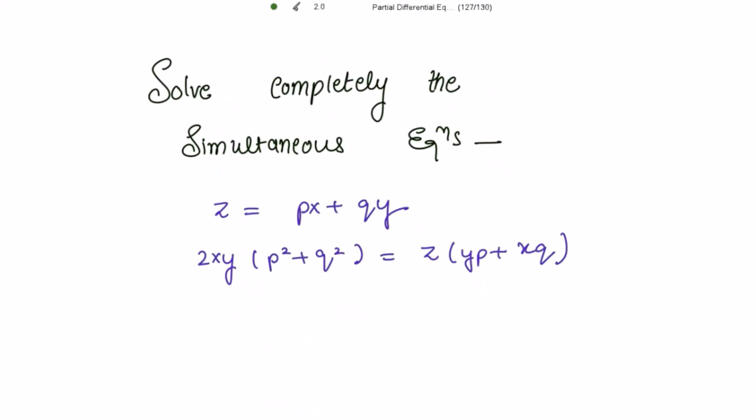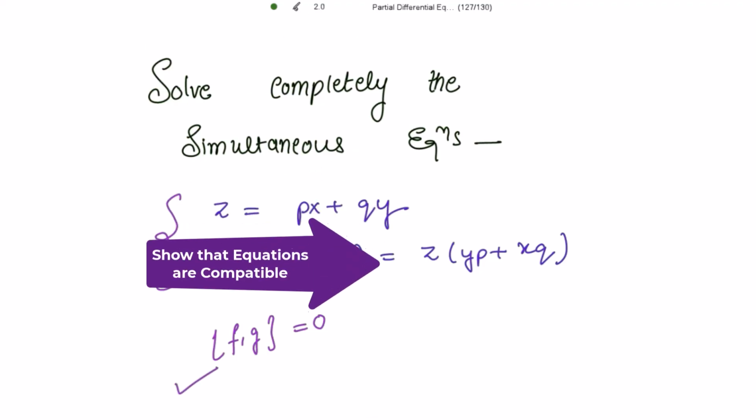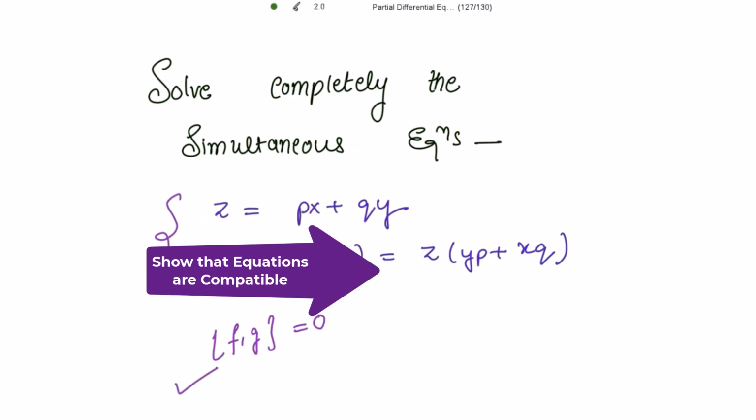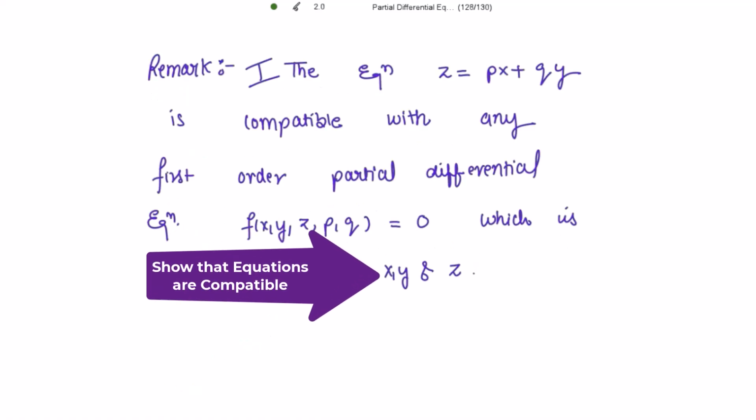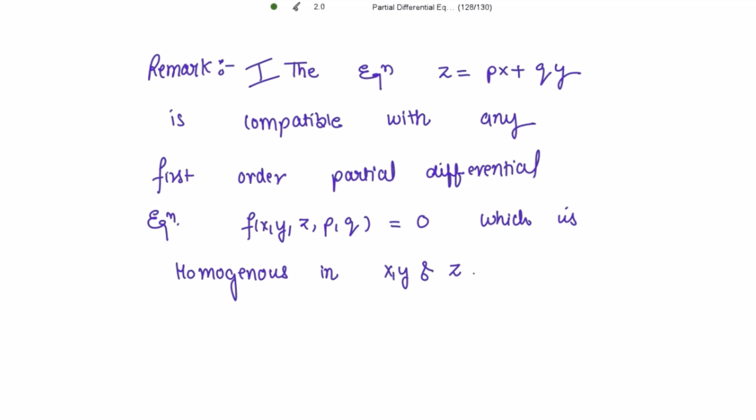We need to solve completely the simultaneous equations, these two. First, we need to show that these equations are compatible. When this Lagrange's bracket is 0, then we say that these equations are compatible. Then we need to get the solution for these equations. Before that, we need to read this remark, which is helpful.